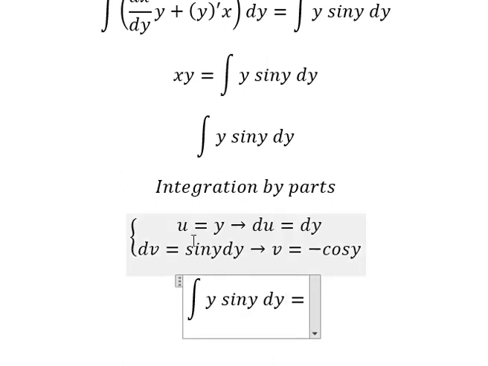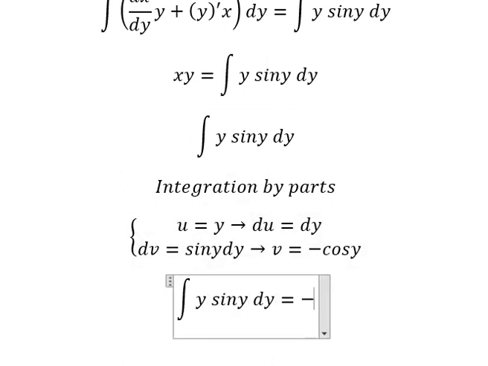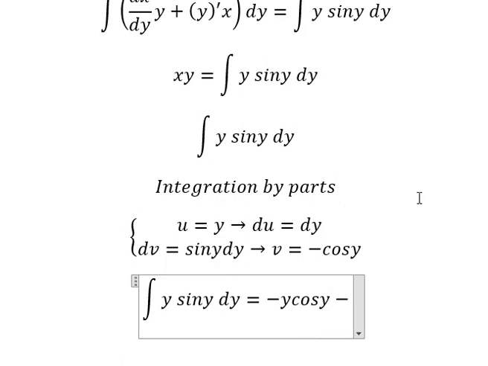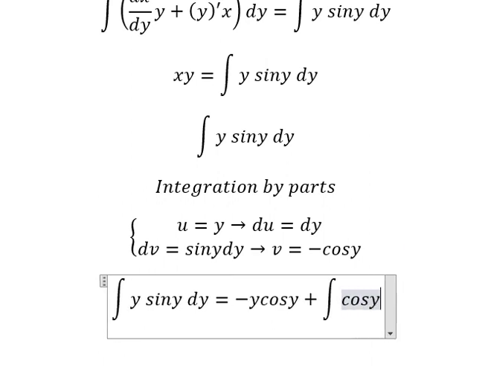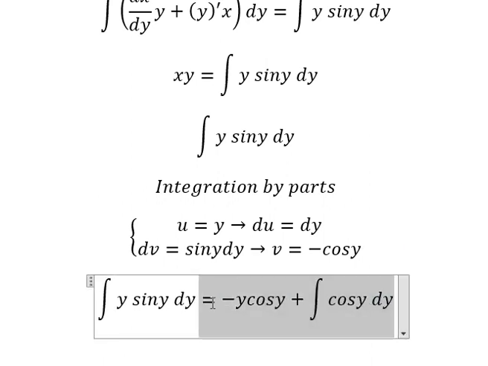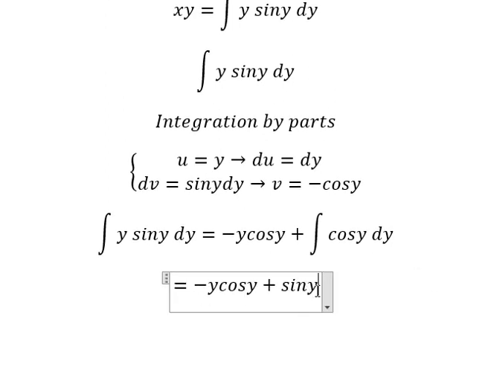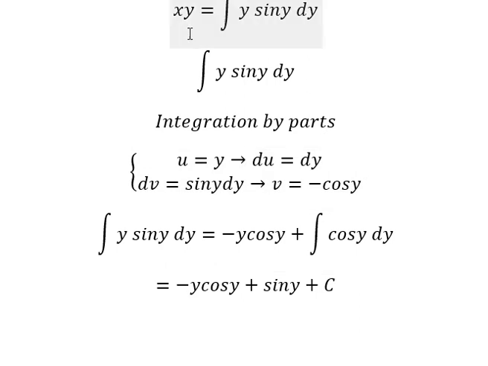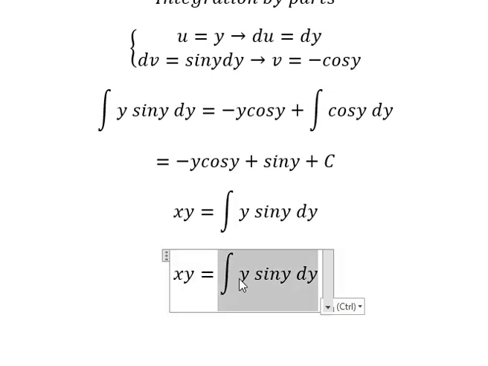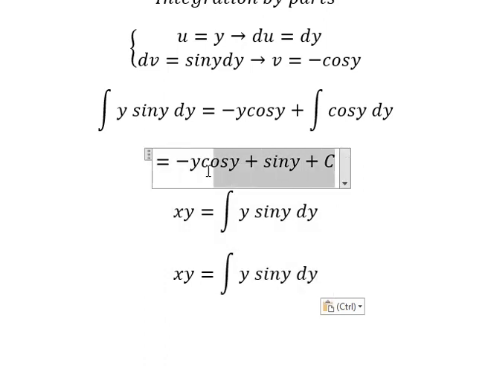So we have u multiplied by v minus the integral of v du. So negative and negative, we have positive. And now we have the integration of cosine y dy. So the integration of cosine y, that is sine y. And I will put plus c. So the integration of this one, that is this one.